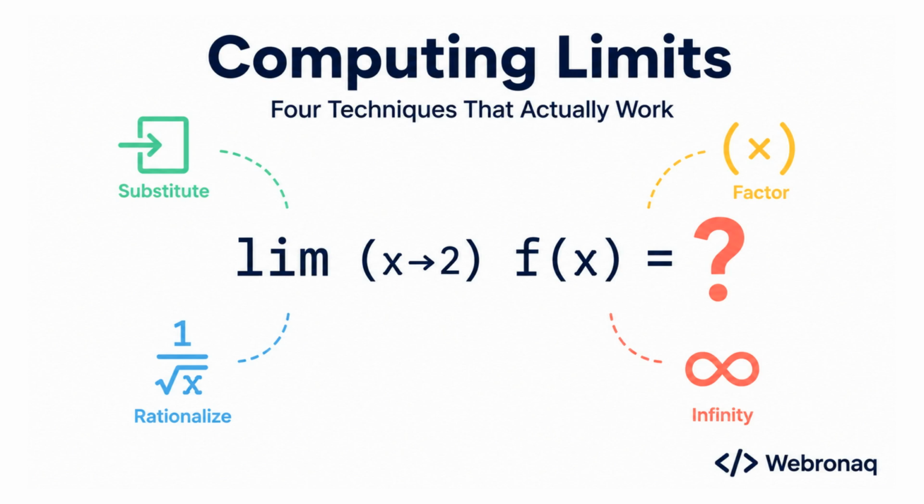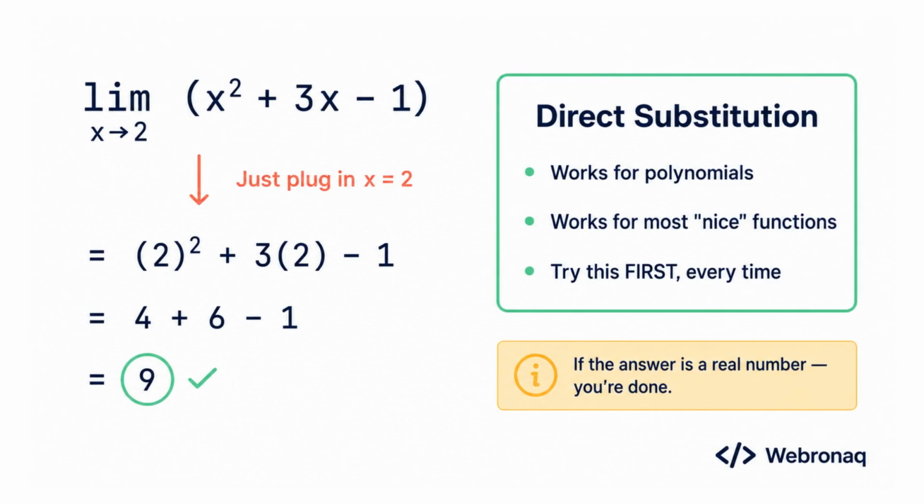We'll start with the simplest method, direct substitution. Then we'll see what to do when substitution breaks down and gives you something weird like 0 over 0. We'll cover factoring, we'll cover rationalizing, and at the end we'll quickly look at what happens when x runs off to infinity. By the end of this video, you'll have a clean toolkit. When you see a limit problem, you'll know exactly which tool to reach for. Let's get into it.